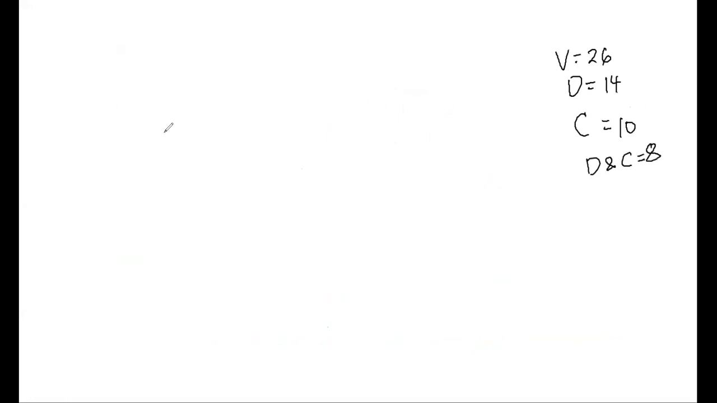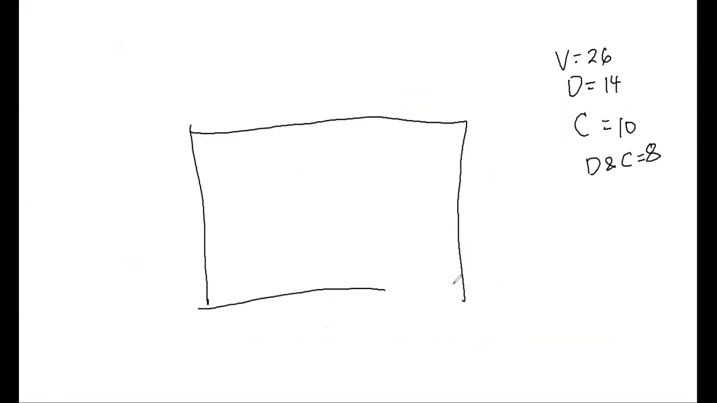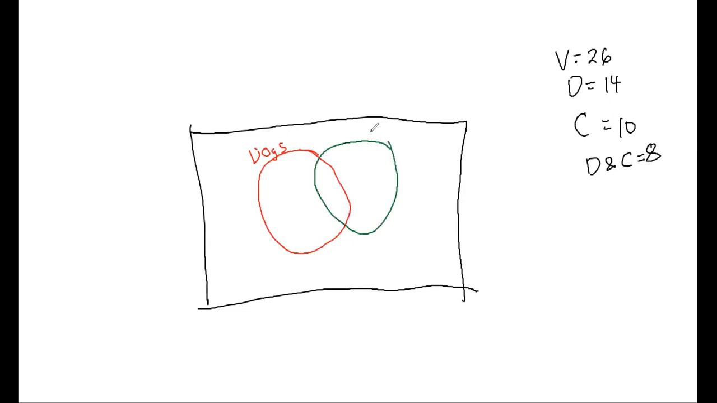Let's start by drawing the universal set or rectangle. Next, we need to draw the circle for dogs. We need to name this. These are for the dogs. Next, we need to draw our circle for the cats. This is for the cats.